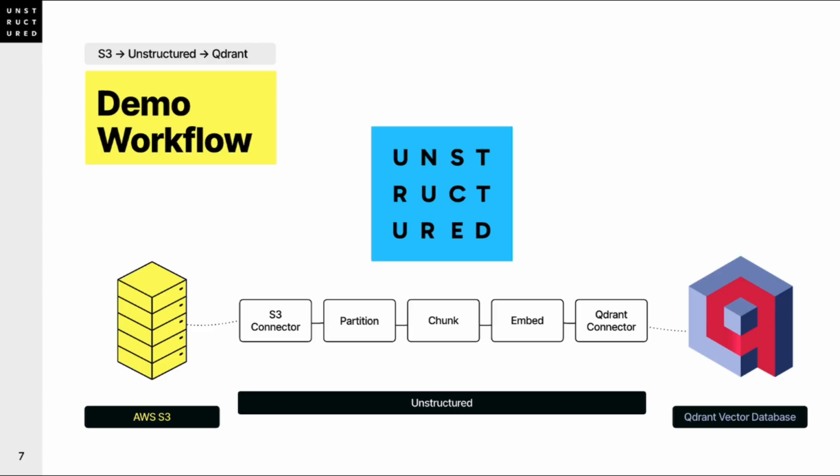So from S3 to vector database, this entire flow is handled by modular Unstructured components. It's scalable, composable, and it's optimized for enterprise workloads. This is how Unstructured bridges traditional content with modern AI systems, securely, efficiently, and fast.